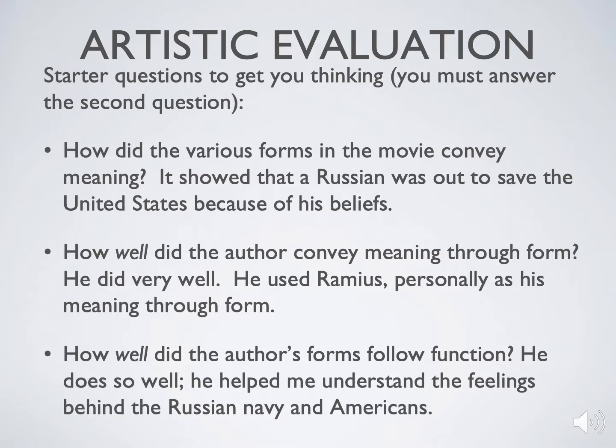Artistic evaluation. How did the various forms in the movie convey meaning? It showed that a Russian was out to save the United States because of his beliefs. How well did the author convey meaning through form? He did very well. He used Ramius personally as his meaning through form. How well did the author's form follow function? He does so well, he helped me understand the feelings behind the Russian Navy and Americans.